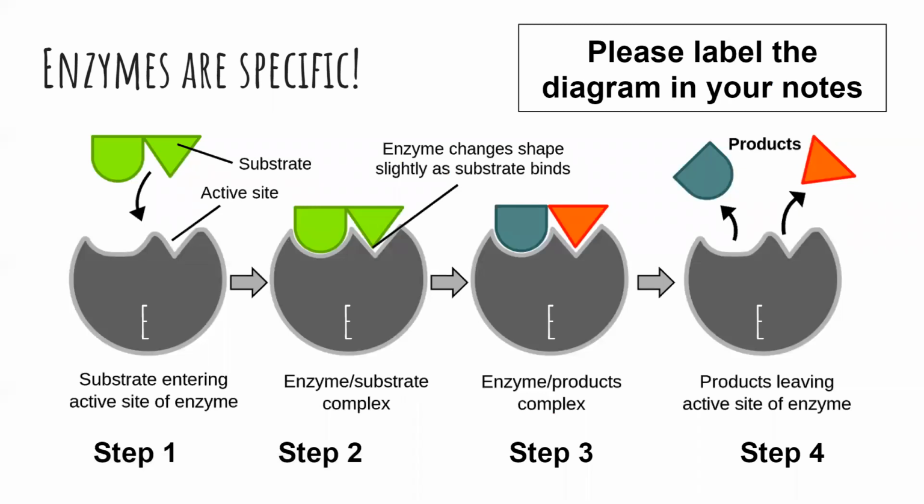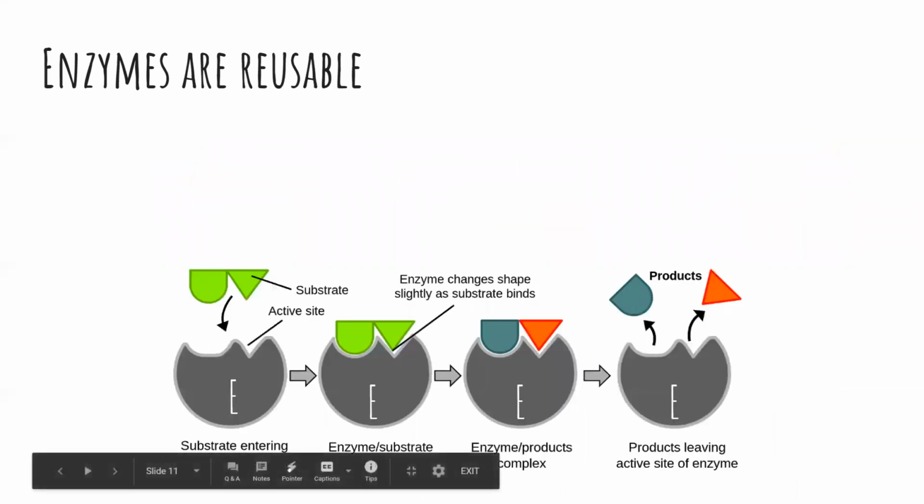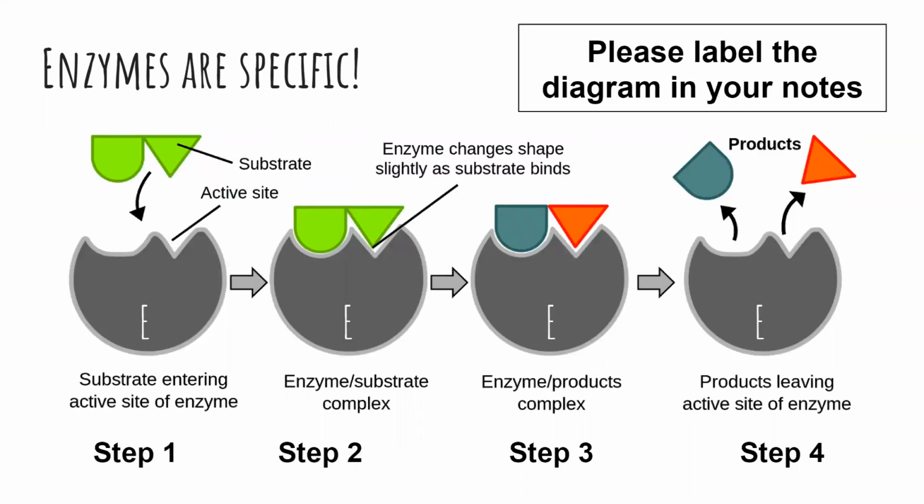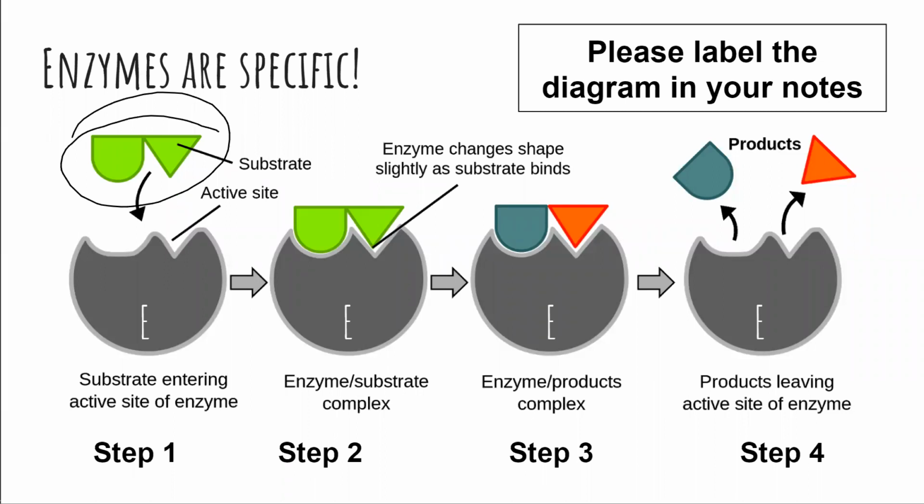These are available on your notes, but I want to talk about each step. So the first step is that the substrate, which is what the enzyme is breaking down or building together, because remember, enzymes break down your food and they also build up the molecules that make up your body. So the substrate, what the enzyme is acting on, enters the active site of the enzyme. So the enzyme has an active site, this opening right here, where the substrate snugly fits.